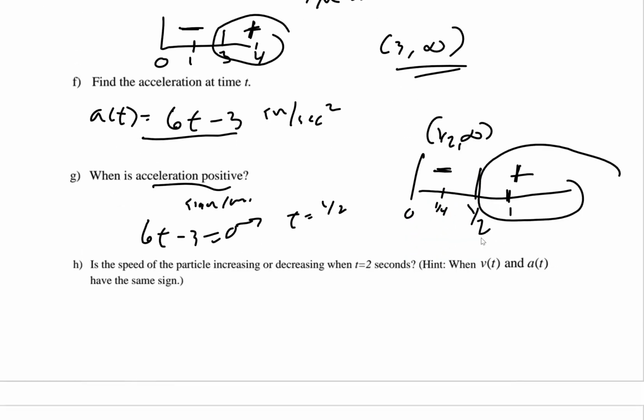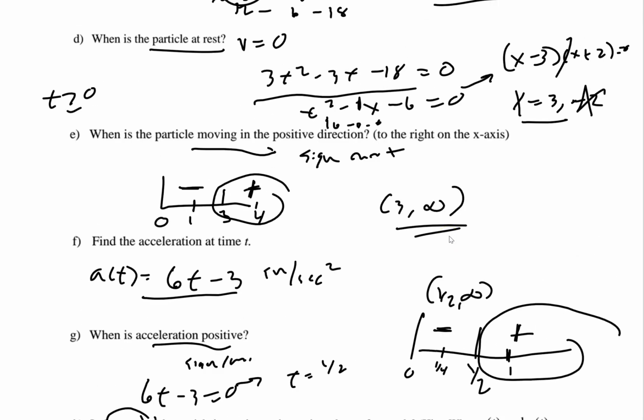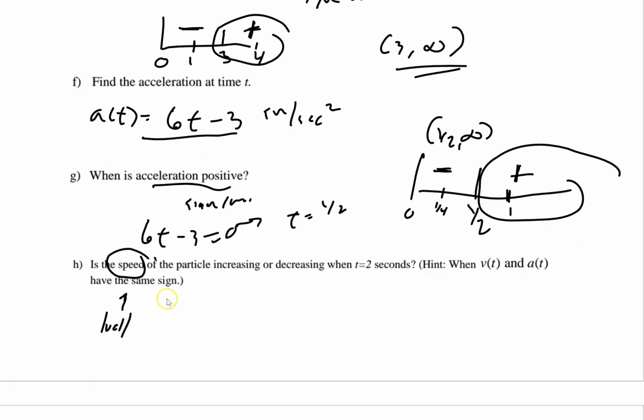Is the speed of the particle increasing or decreasing when t equals 2 seconds? So this one's a little tricky. Remember, speed is the absolute value of velocity. That's all it is. If we found the velocity, just make it positive. That's your speed. How does this work though?